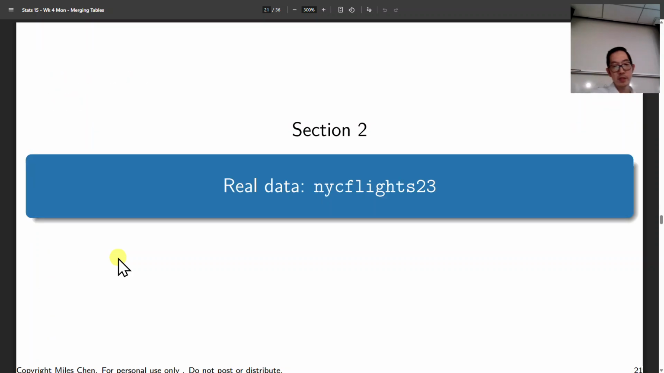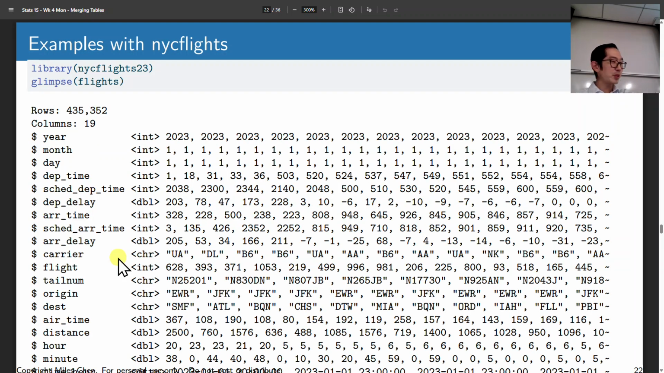Okay. All right, so let's do some examples with NYC flights. Again, you have the big flights table, 435,000 rows. We have different things like the carrier, and these are just two-letter codes for United Airlines, Delta, I don't remember. I think B6 is JetBlue. Okay, AA, American Airlines, stuff like that. And then you have origin and destination airports, right? So EWR, JFK for the New York airports, and then they're flying to different places.